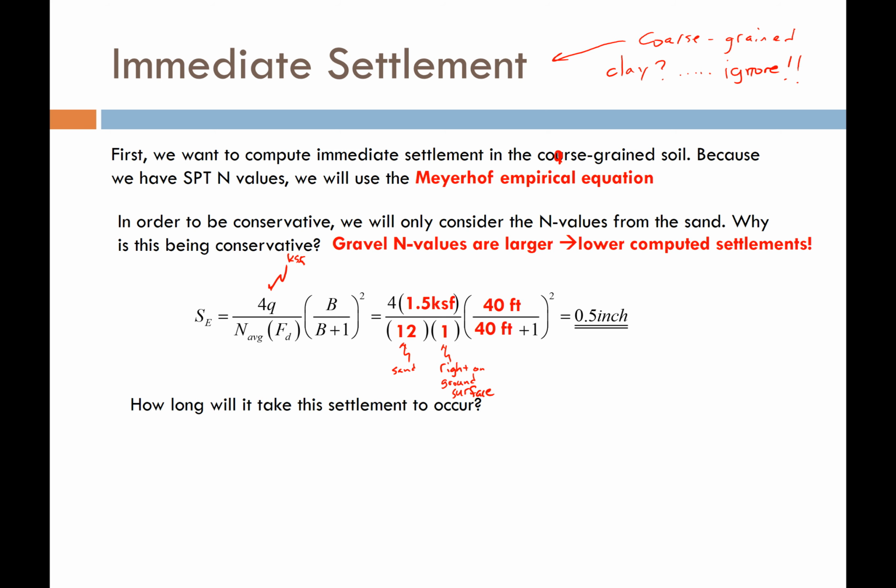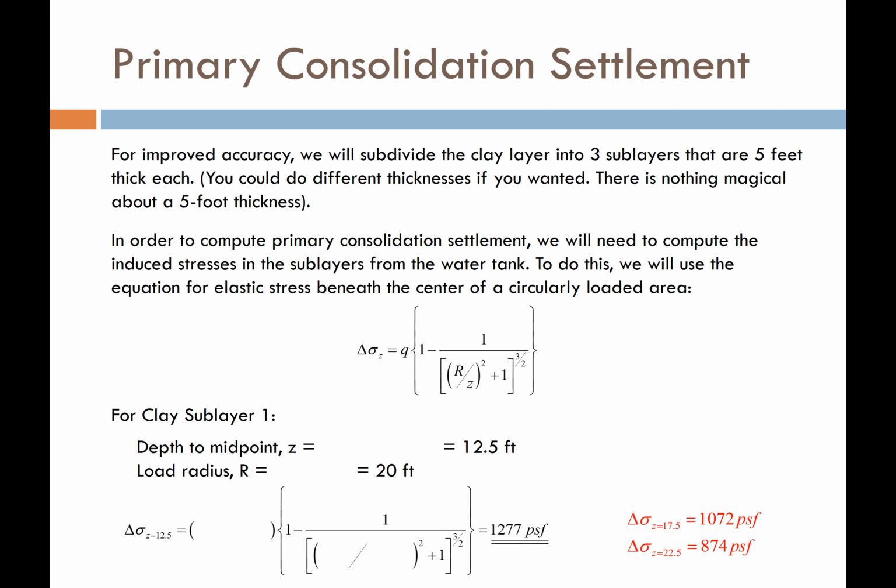Here's a question. How long will it take for this settlement to occur? Well, that's why we call it immediate settlement. It will occur immediately as soon as the load is applied to the soil. Remember, total settlement is the summation of elastic settlement plus primary consolidation settlement plus secondary settlement. So we already have elastic settlement out of the way, and all we need to do is get these two now. So let's move on to consolidation settlement.